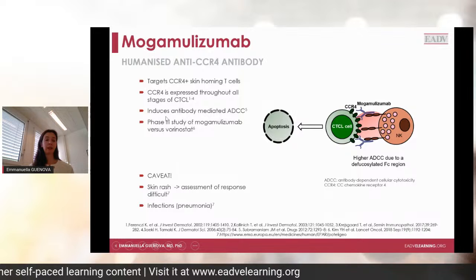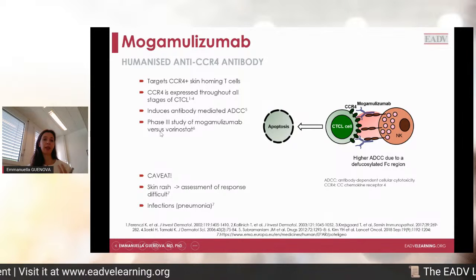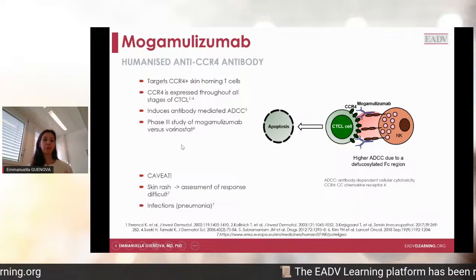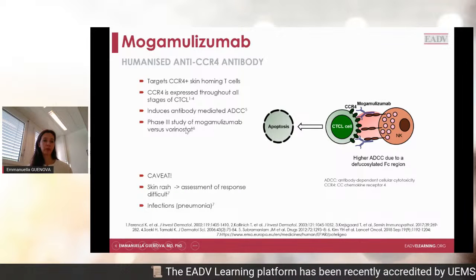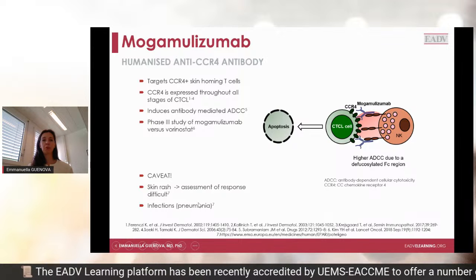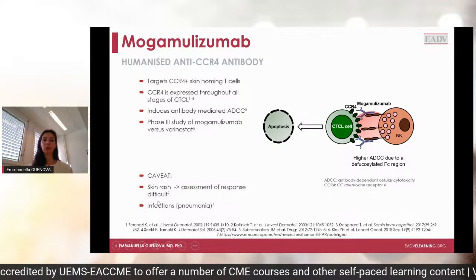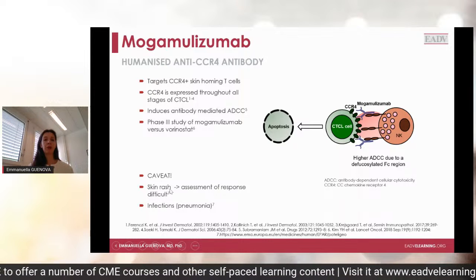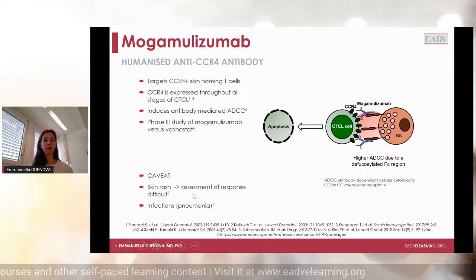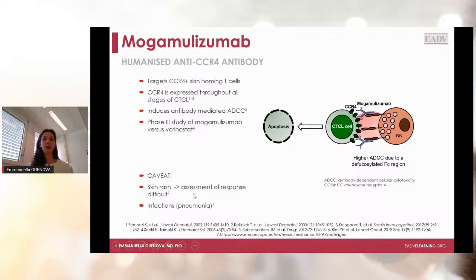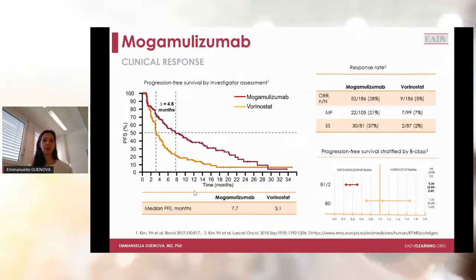It has also been investigated in another large-scale prospective clinical trial versus comparator vorinostat, which is an HDAC inhibitor not licensed in Europe. What we have to know about Mogamulizumab, it's very important. One of the side effects could be skin rash. The other one, infections, is a more common one, but the skin rash is important because it can hamper our assessment of the response to treatment, as it is very difficult to differentiate between skin rash and erythroderma, exactly in the patients that best profit from this treatment, patients with erythrodermic, leukemic, cutaneous T-cell lymphoma, and especially Sézary syndrome.